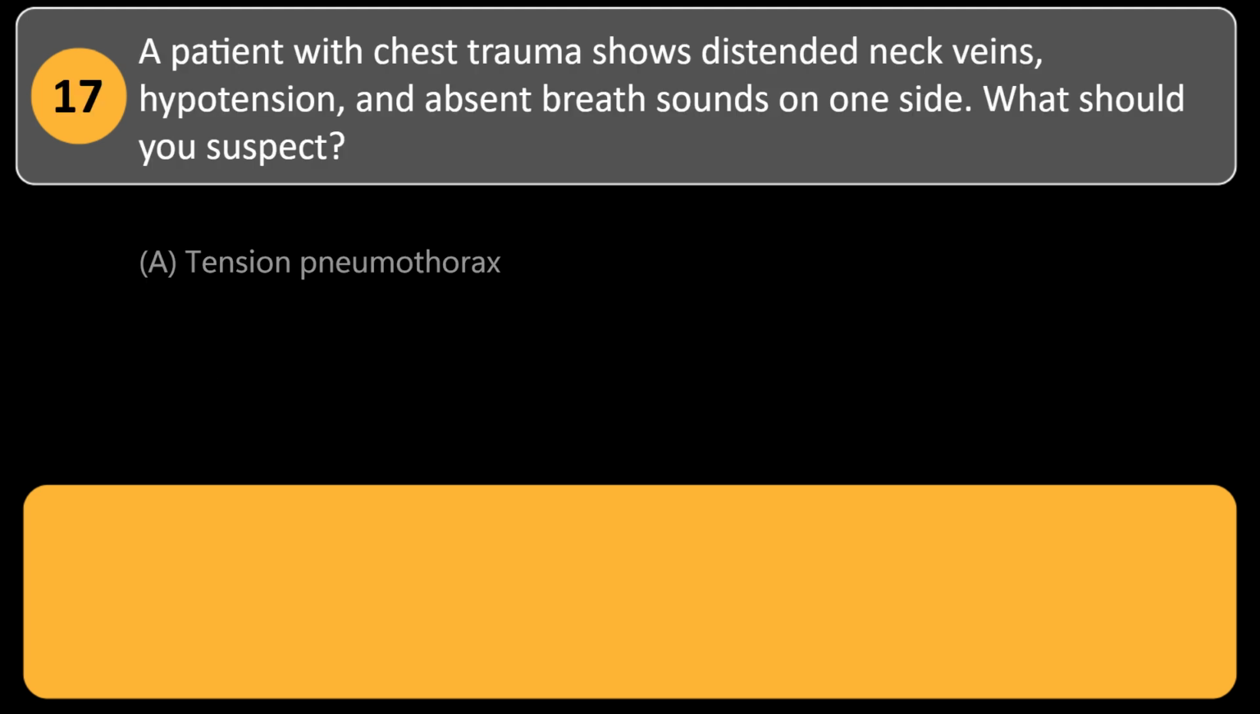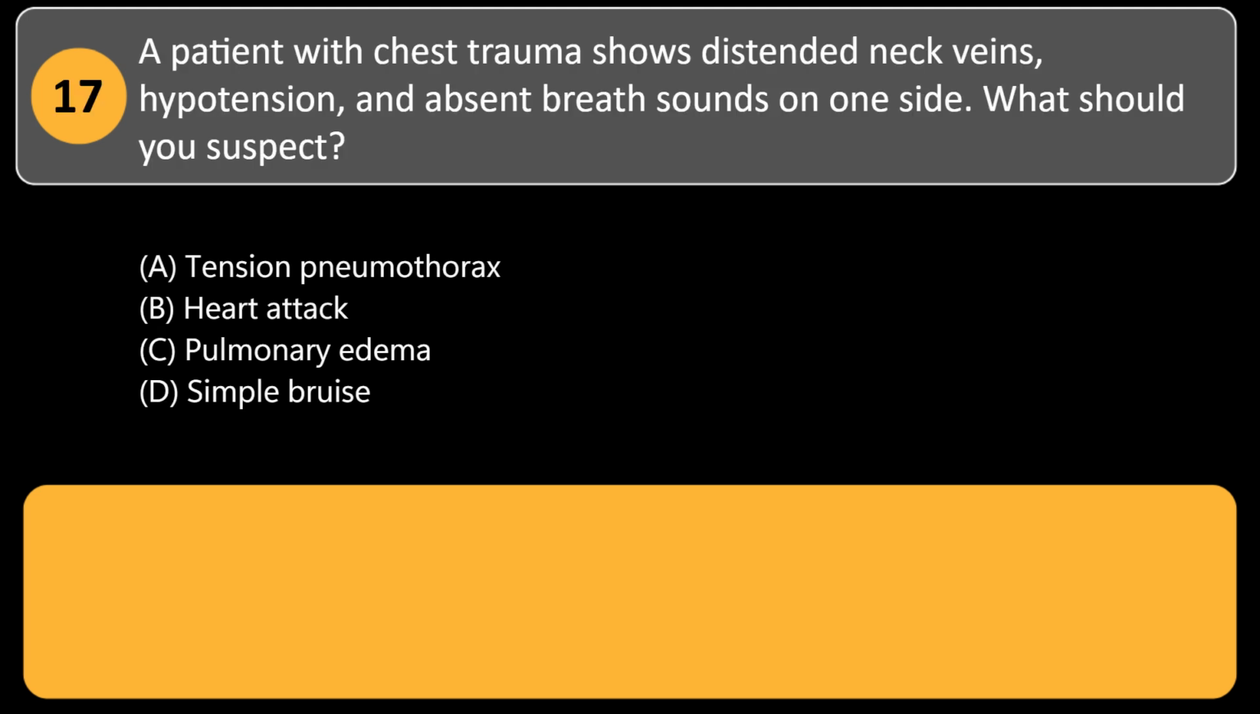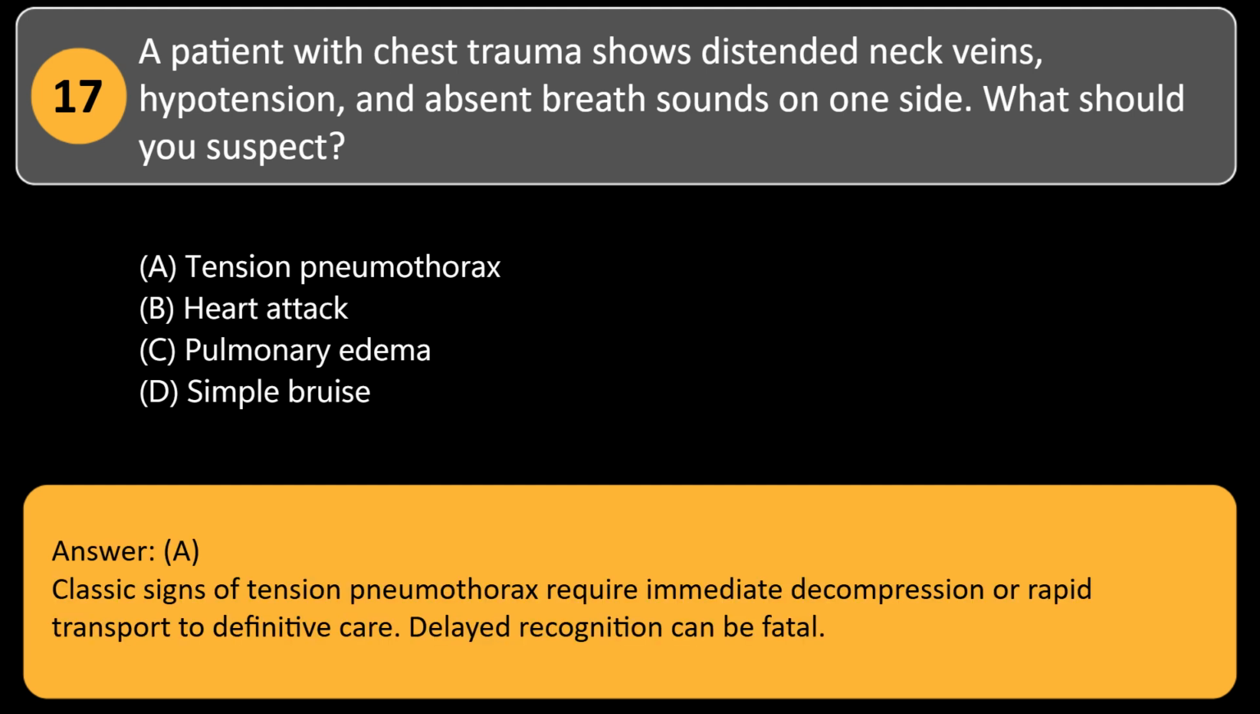A patient with chest trauma shows distended neck veins, hypotension, and absent breath sounds on one side. What should you suspect? A. Tension pneumothorax. B. Heart attack. C. Pulmonary edema. D. Simple bruise. Answer: A. Classic signs of tension pneumothorax require immediate decompression or rapid transport to definitive care. Delayed recognition can be fatal.